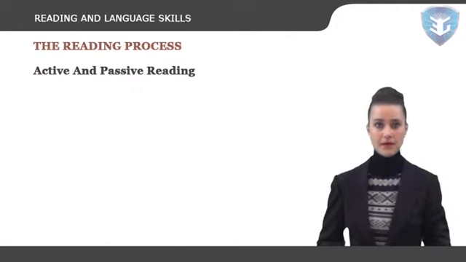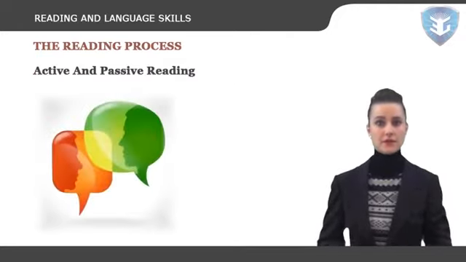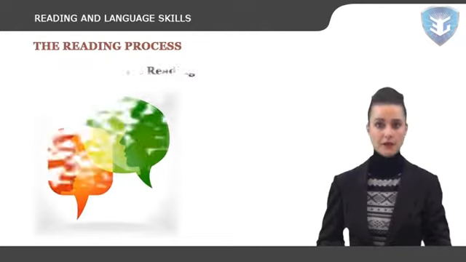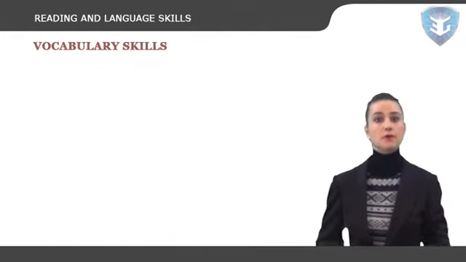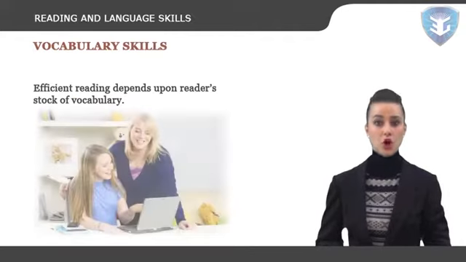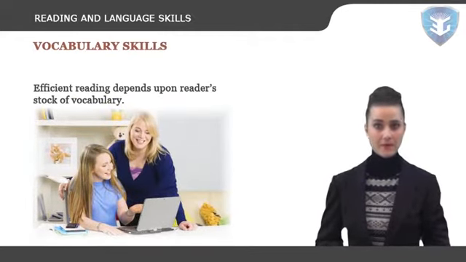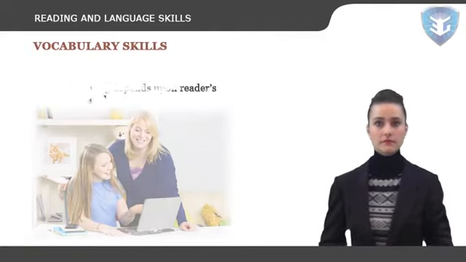Active and passive reading. Active reading is vigorous and frequent reading. It is alert reading. It is done for learning. Active reading is efficient reading. Let's know about the vocabulary skills. Efficient reading depends upon the reader's stock of vocabulary. A reader should be equipped with word power. It increases the pace of reading. It saves time of reading.